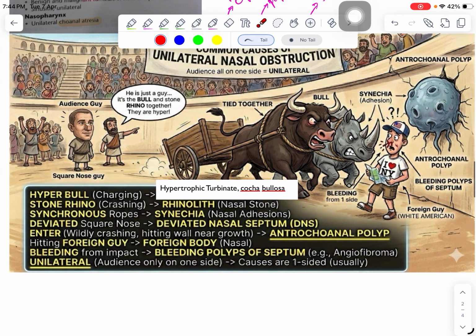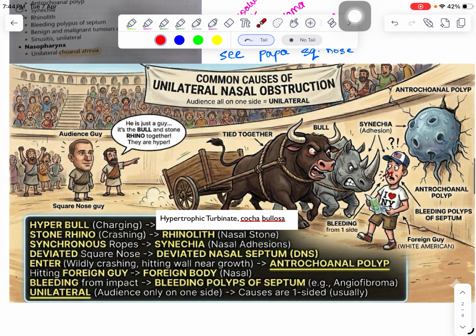Now coming to the nasal cavity. Nasal cavity, we have this rhino, hyper rhino, as well as bull tied together and attacking this foreign guy instead of attacking the square shaped guy, square nosed guy. These bulls and rhino saw this square shaped guy and got sympathized. Instead they deviated and entered this body of the foreign person, and he started bleeding. So this is the story.